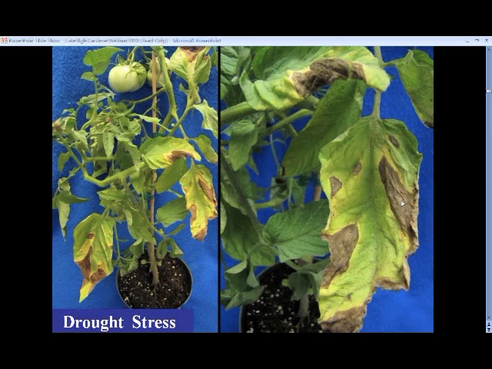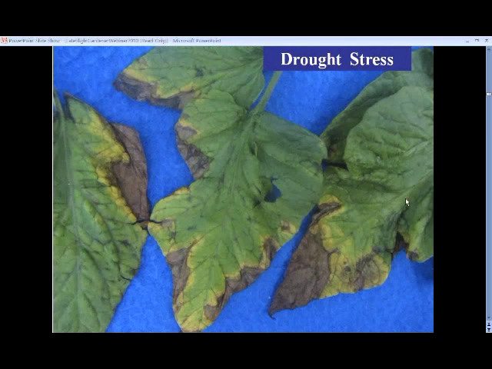Look around for other symptoms. Do you see anything on the stems? Do you see anything on the fruit? And look at the underside of the leaves. You're not going to see the pathogen present on the underside of these leaves.